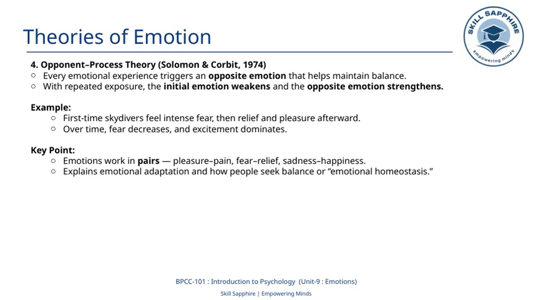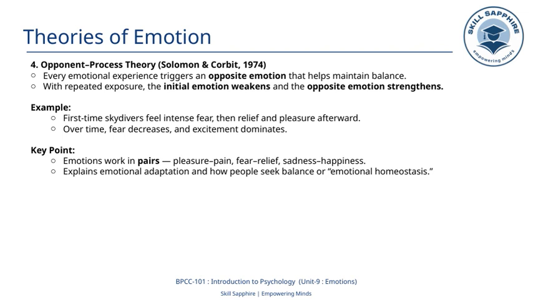This theory suggests that every emotional experience triggers an opposite emotion, which helps us maintain emotional balance. Essentially, when we experience a strong emotion, like fear or excitement, our brain responds by activating an opposite emotion to keep things in check. For example, think about first-time skydivers. They often feel intense fear initially, but afterward, they experience relief and pleasure. Over repeated exposures, that initial fear tends to lessen, while the positive feelings, like excitement or relief, become more prominent.